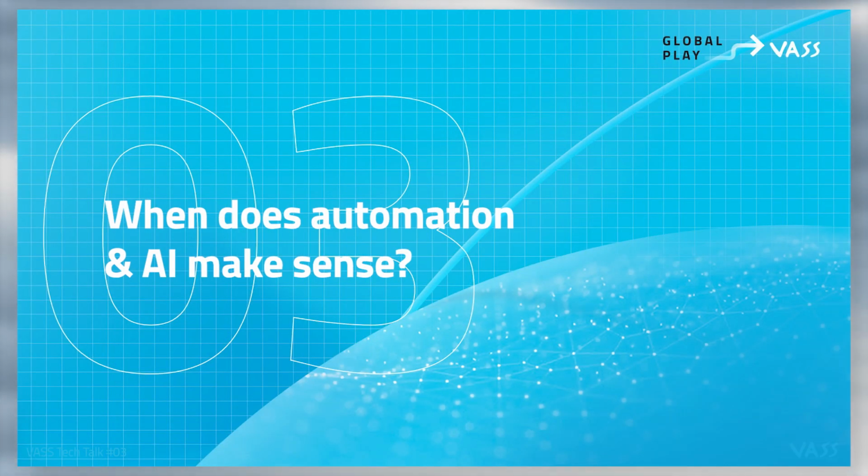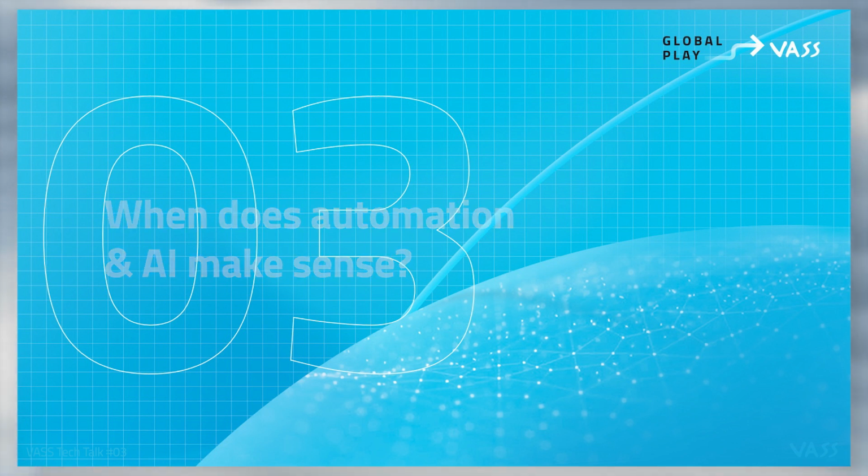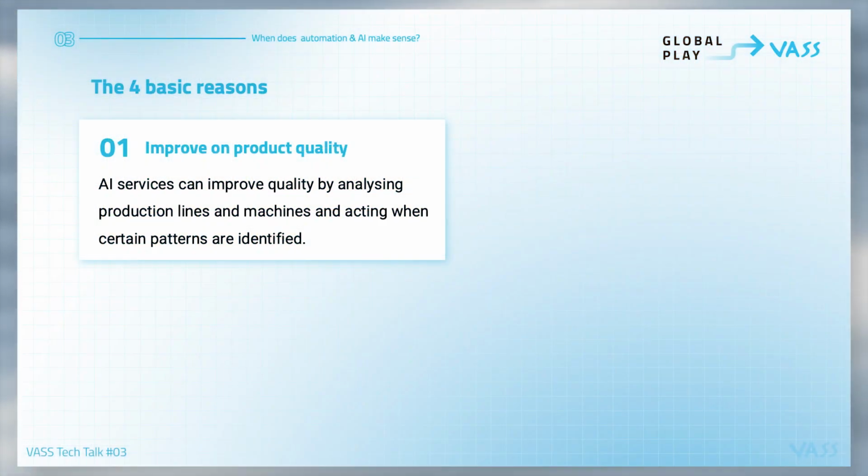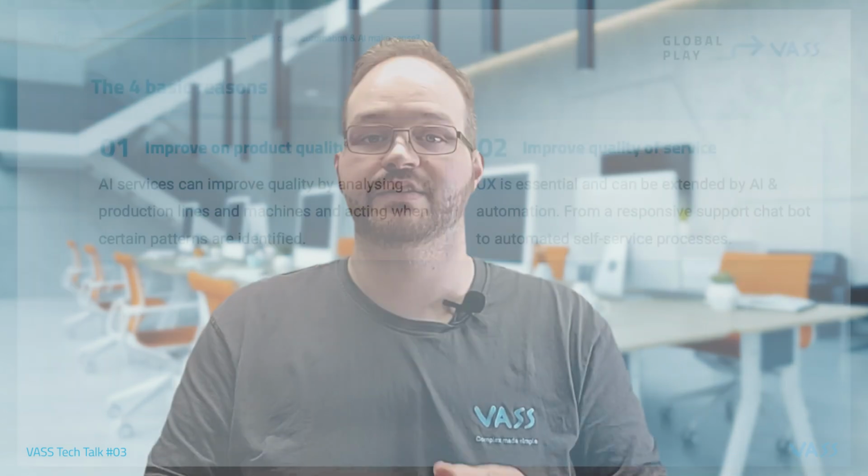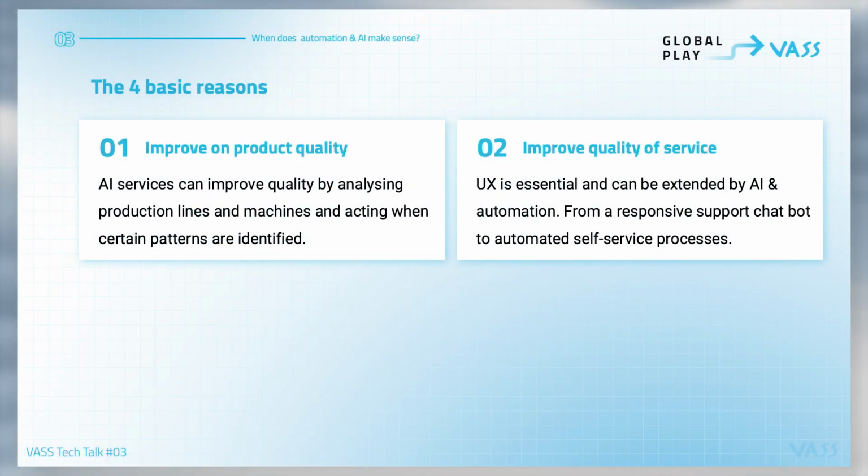Now, when does automation make sense? In general, we do have 4 different cases here isolated. First of all, we have improve of a product. So that, for instance, means you have a production line, then you want to identify what are the failures of what you're producing and categorize them, and then proceed with them further. Second is improve the quality of your service. So that means when you have a good user experience, this will have your customer delighted.